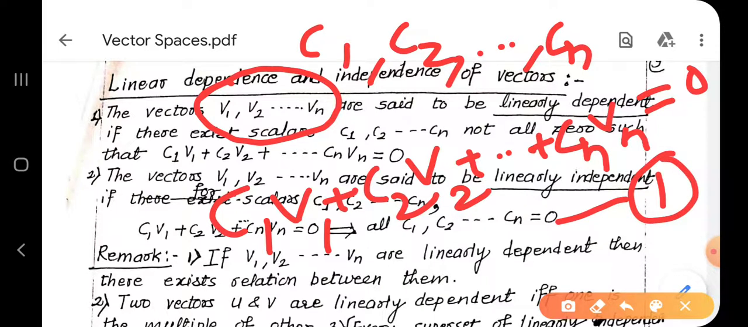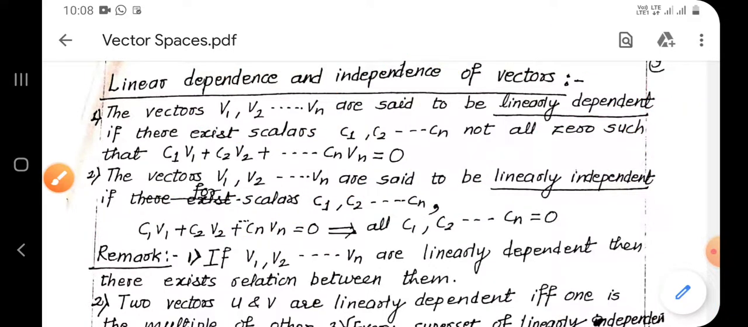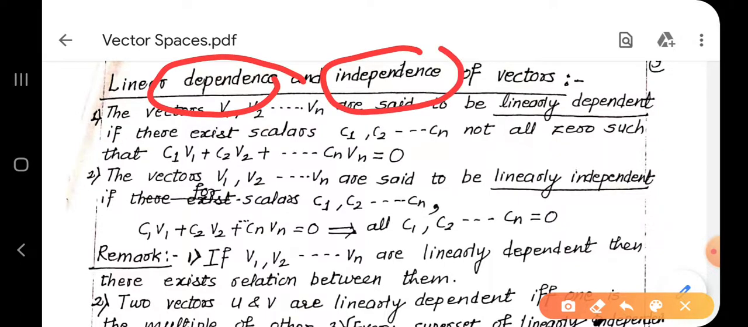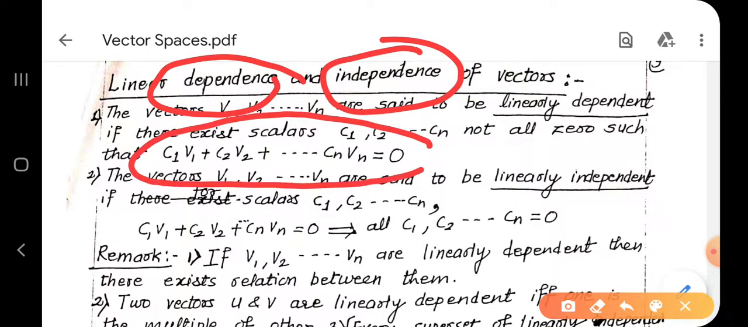Whenever I have to check linear dependence or independence of vectors, my first equation is the linear combination c1 v1 plus c2 v2 plus dot cn vn is equal to 0. So this first equation we require. Now we define two definitions here, linear dependence and linear independence of vectors. Do you remember the linear combination? Which linear combination do I require? c1 v1 plus c2 v2 plus dot cn vn. Now let us define two definitions. Very simple. This is our equation 1.